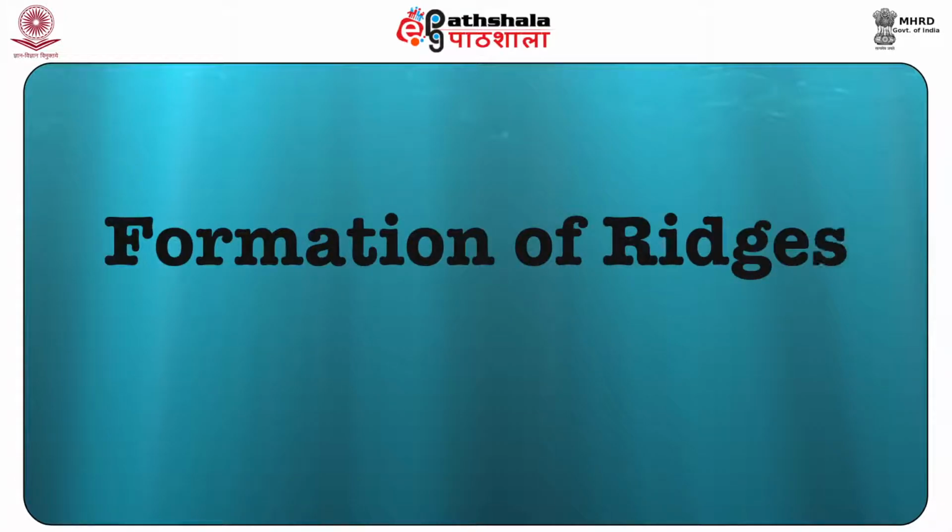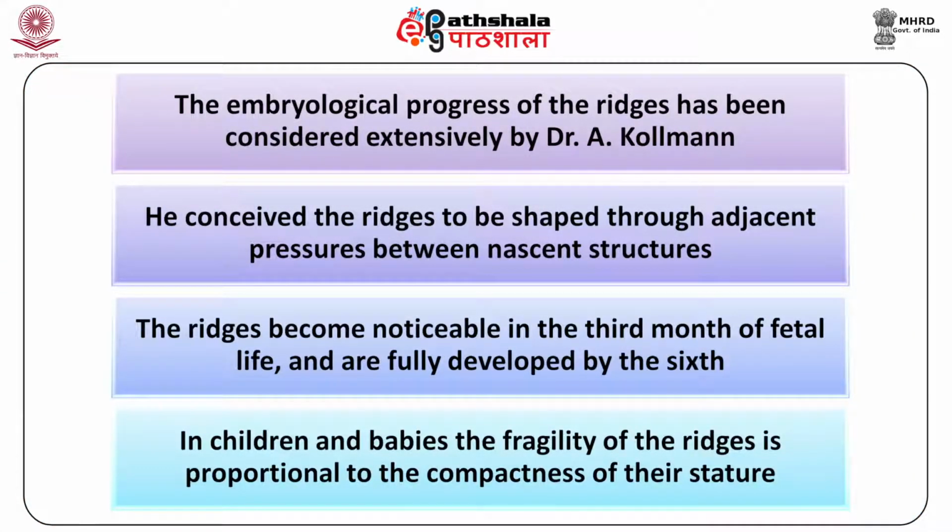Now, let us have a look at formation of ridges. The embryological progress of the ridges has been considered extensively by Dr. A. Coleman. He conceived the ridges to be shaped through adjacent pressures between nascent structures. The ridges become noticeable in the third month of fetal life and are fully developed by the sixth. In children and babies, the fragility of the ridges is proportional to the compactness of their structure.